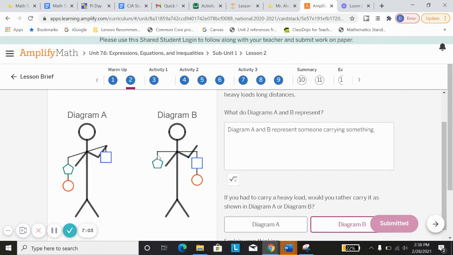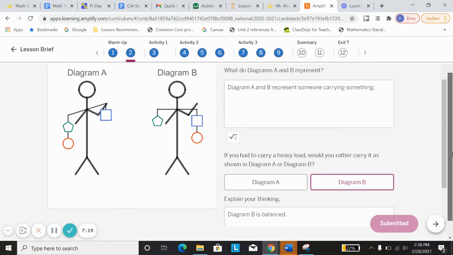Here's 2 pictures. Kind of reminds us of the bike picture, right? Here's the person in the middle. Here's something on either side of them. Now, what do you think these diagrams represent? I said I think they represent somebody carrying something. You can say whatever you think, right? What do you notice about that picture?